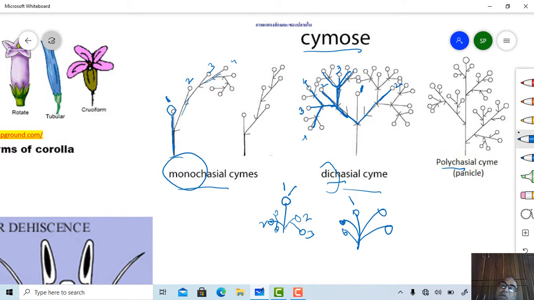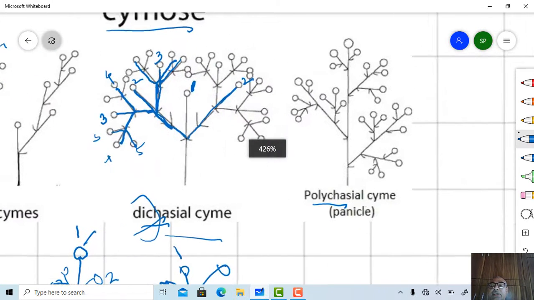On the fourth flower you will observe the presence of a fifth flower. So two flowers are produced laterally, then it is called a dichasial or biparous. And polychasial, what is the polychasial case?